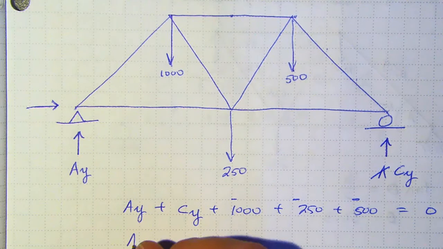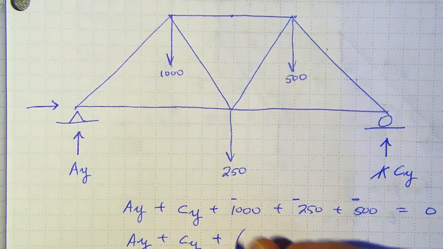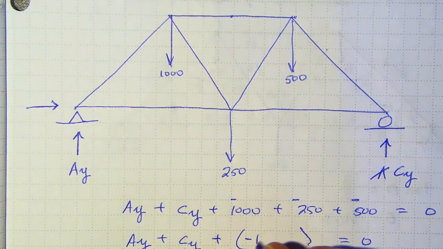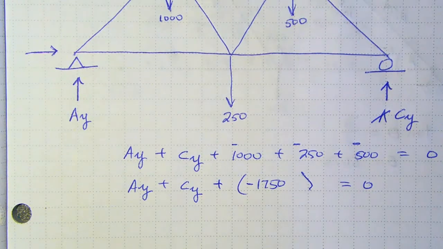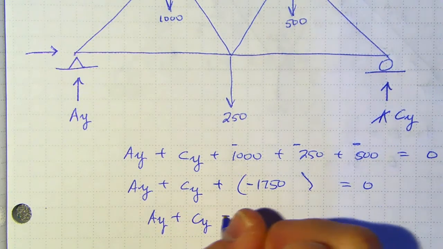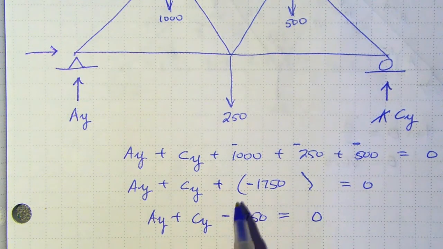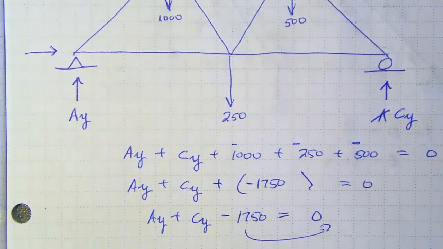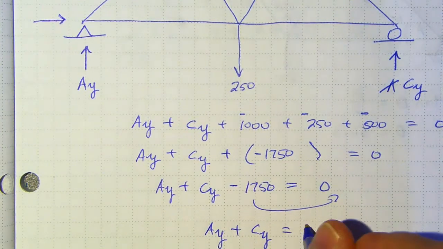And so anyway, A sub Y plus C sub Y, and this is going to be plus, except they're all negative. And so negative 1,000, negative 250, negative 500 is negative 1,750. If you don't like adding negatives, which of course you shouldn't because that's annoying, you could just say, well, I'm not going to add a negative, I'm just going to subtract. So I get A sub Y plus C sub Y minus 1,750. But the joke's on you, because now algebra tells you you're going to have to add that 1,750 to the other side. And so we're going to end up with A sub Y plus C sub Y equals 1,750.